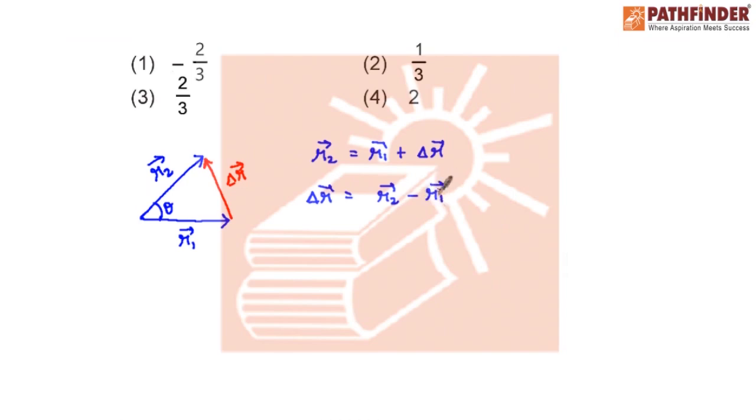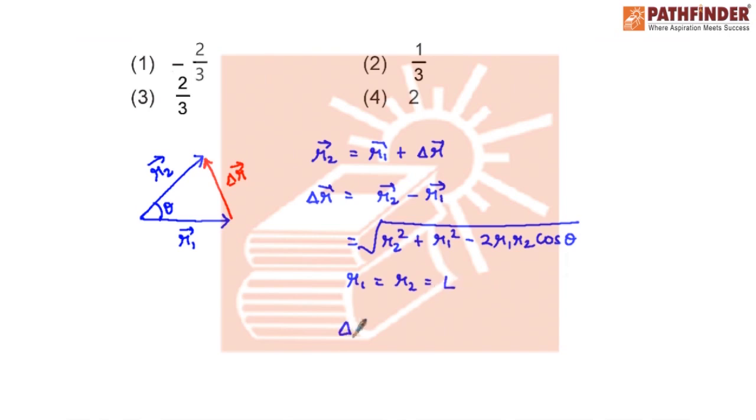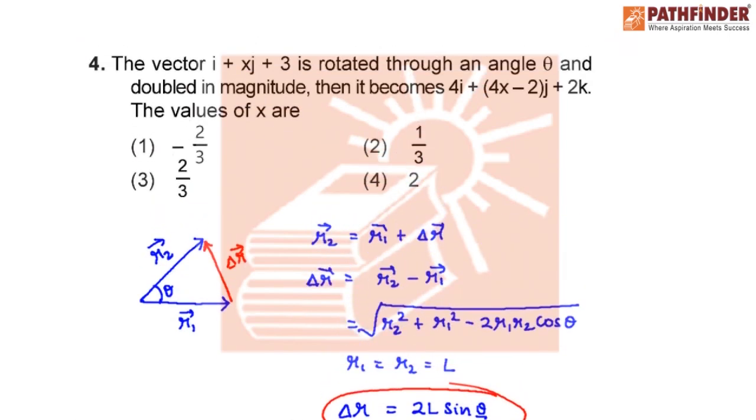So if we use the magnitude calculation, we write square root of r2 square plus r1 square minus 2 r1 r2 cos theta. If they both have the same magnitude, suppose r1 equal to r2 is equal to L, then we will get delta L is equal to 2L sin theta by 2. This is generally what we use in case of rotation of vectors, but in this particular case the question is saying the vector is rotated through an angle theta and doubled in magnitude.